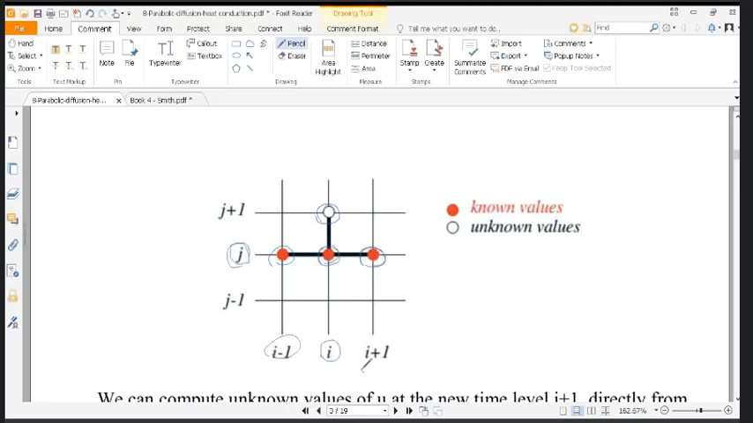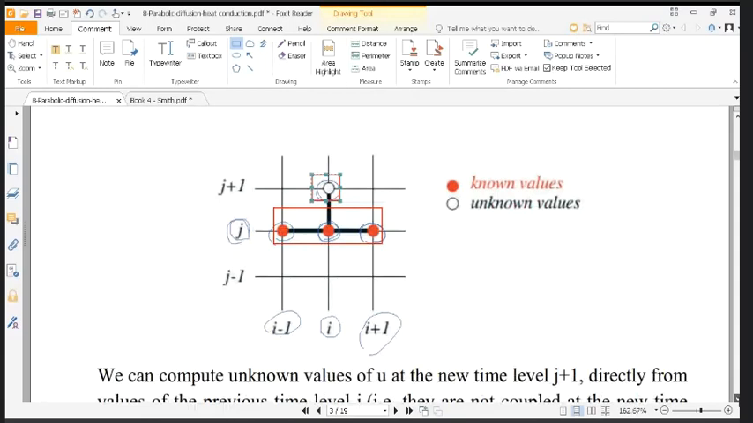Based on 3 known values of the previous step size, we can compute the value of u at the newest step size. This is the newest step size, and these red nodes are the old values of u at the old step size.